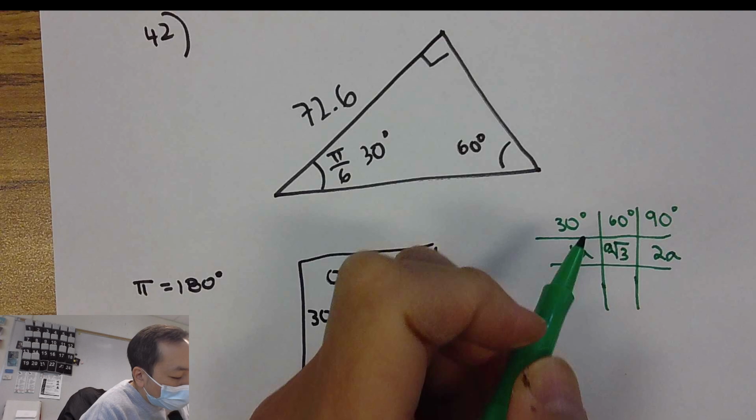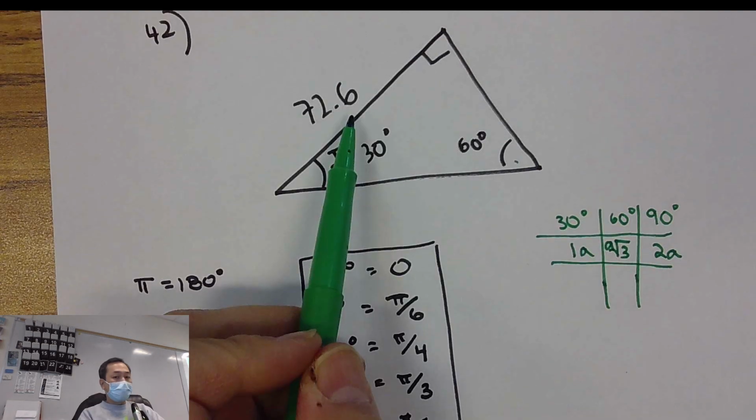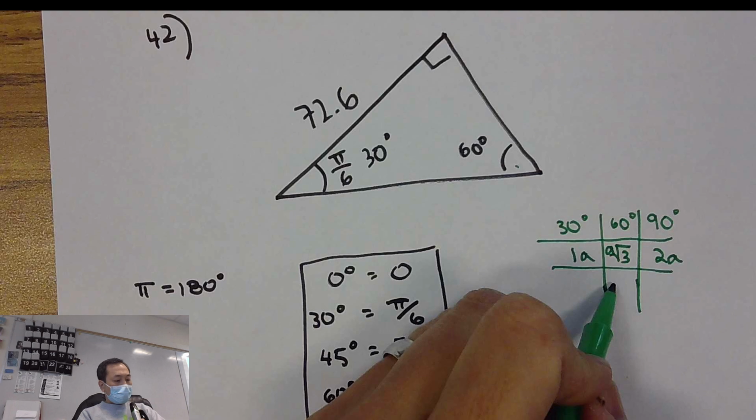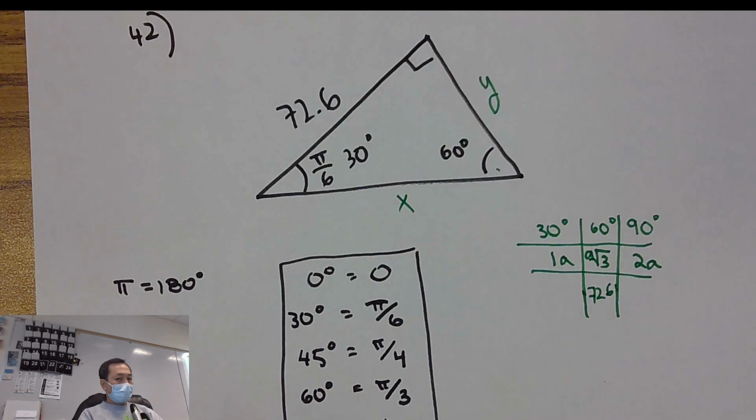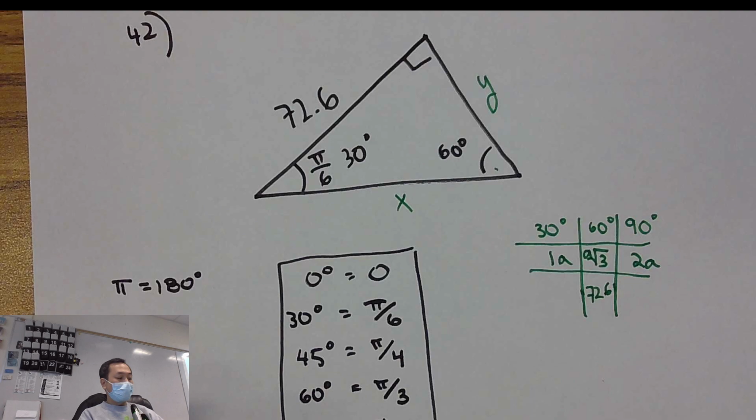Okay? So across the 60 is 72.6, correct? So this is 72.6. Across the 90 side, I'm just going to put another variable, x, and across the 30, we need to get y. And I just picked a random variable. You guys can pick whatever you want.